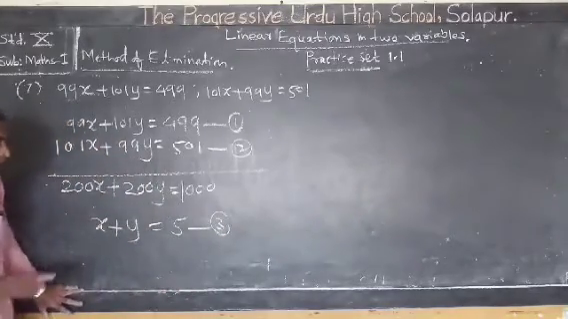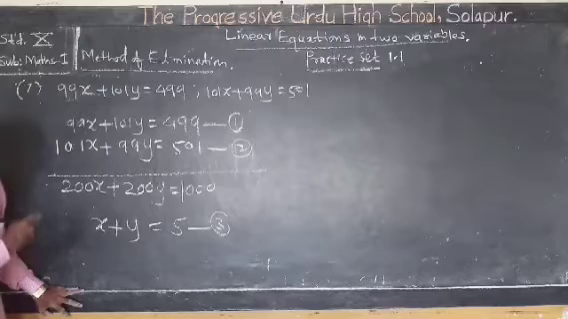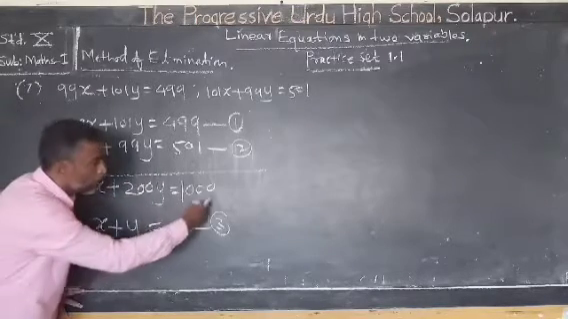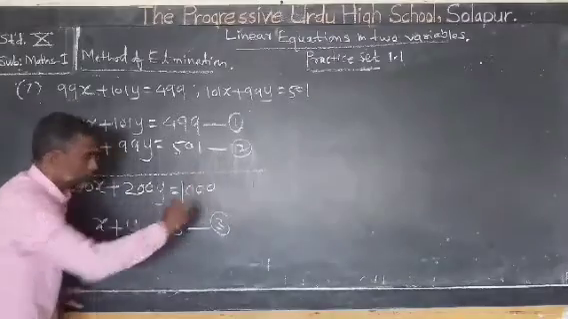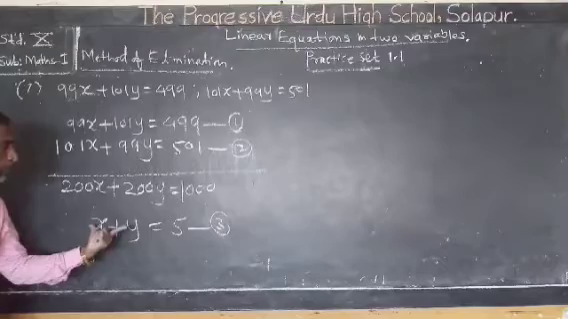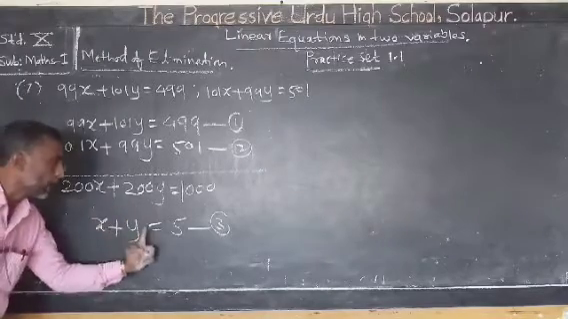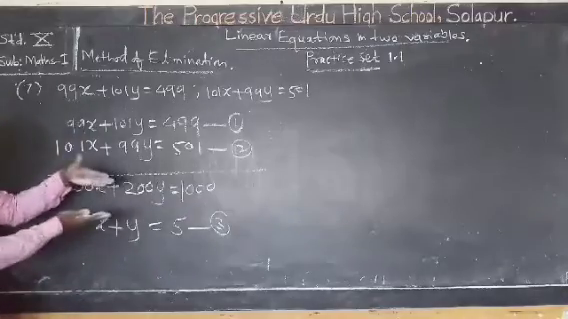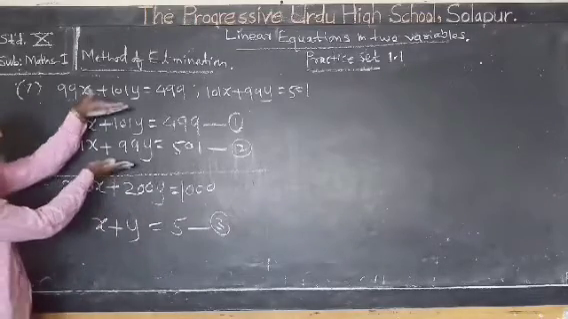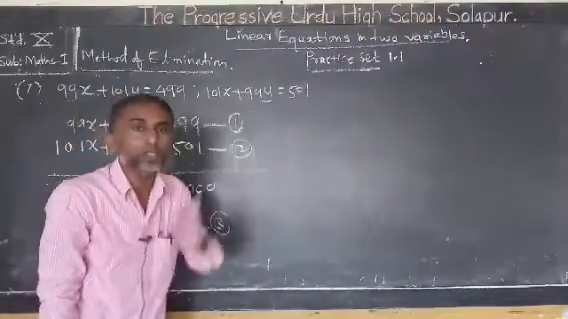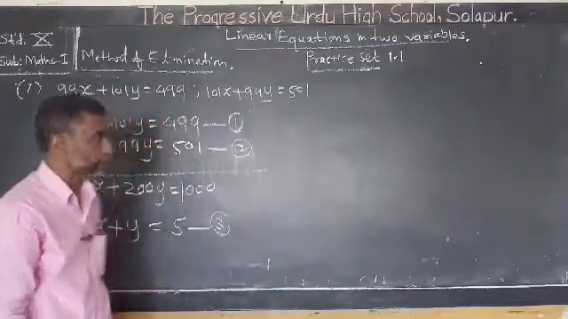How did we get it? Dividing each term of the equation by 200, 200 will cancel, 200 will cancel, 200 fives are 1000. So, in this way, after dividing each term of the equation by 200, we will get x plus y is equal to 5, equation number 3. We got this equation number 3 by adding these two. Now, subtract one equation from the other, and you will get another simple linear equation.